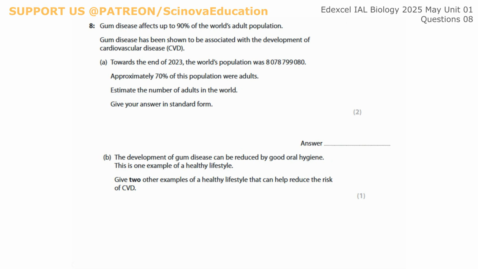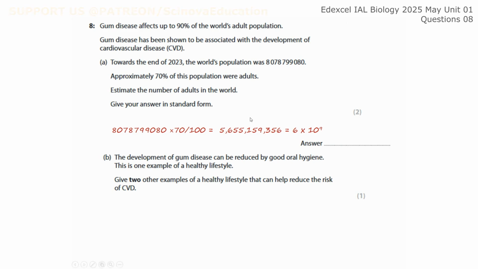Estimate the number of adults in the world. Basic maths, this number multiplied by 70 divided by 100. So you get 6 into 10 to the power 9. You have to give the answer in the standard form.